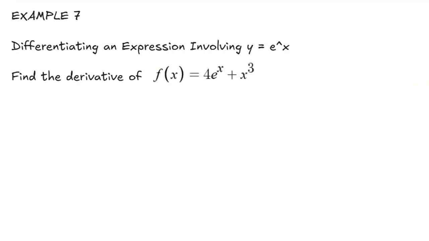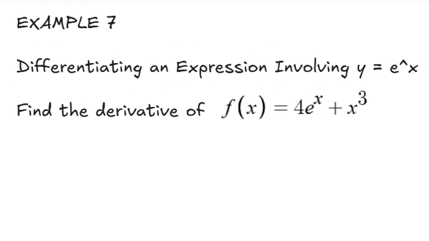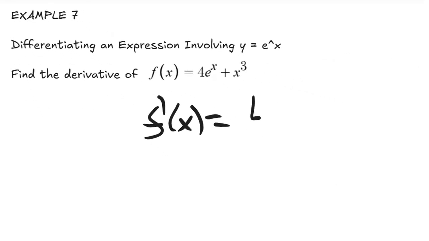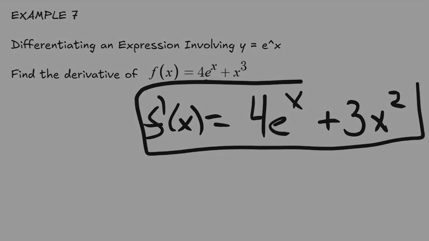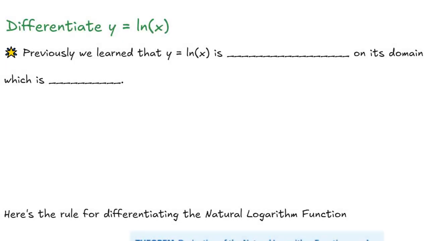Let's go ahead and do an example. So we want to find the derivative of 4e to the x plus x cubed. So f prime of x is equal to 4 times the derivative of e to the x, which is itself, so 4e to the x, plus the derivative of x cubed, which we learned, bring the exponent down, subtract 1, is 3x squared.